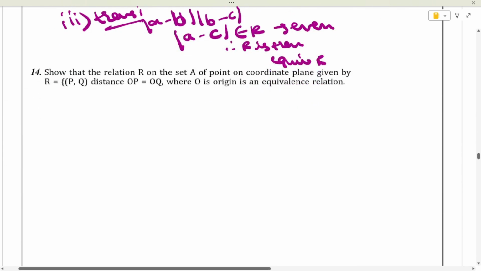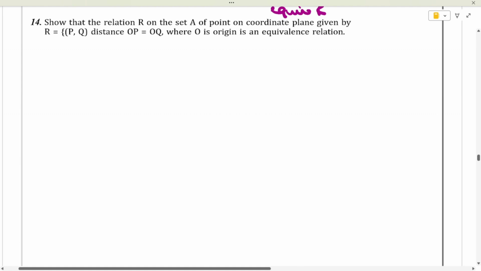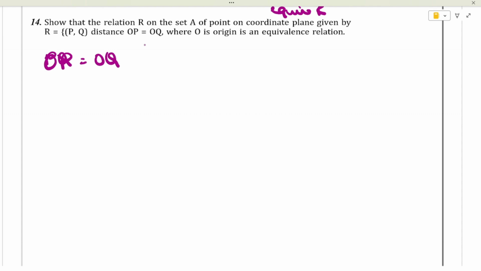Equivalence relation. The 14th question they have given is PQ, where OP is equal to OQ, that is origin, R, right?